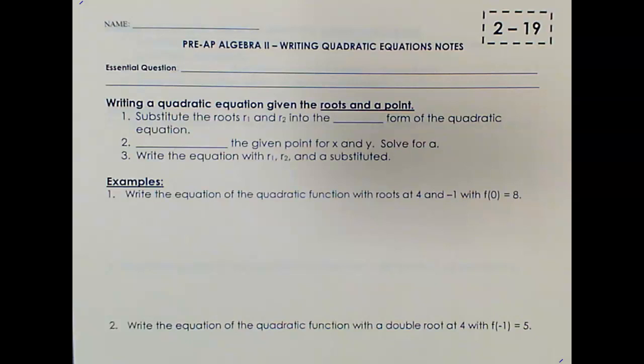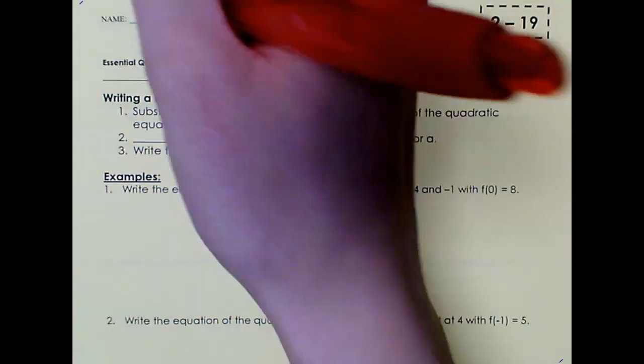Hi guys, today we're going to talk about writing quadratic equations. We're going to be writing them in all three forms, so standard form, vertex form, and root form, and I'm going to show you how to do it if you're given different types of information. So the essential question is, how do we write a quadratic equation given some key features?